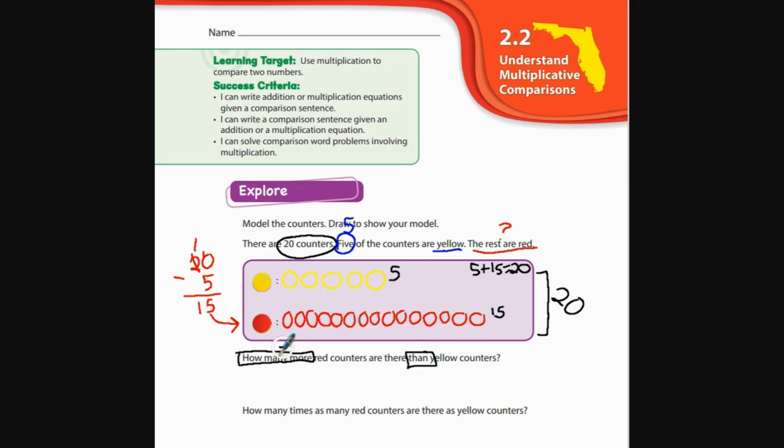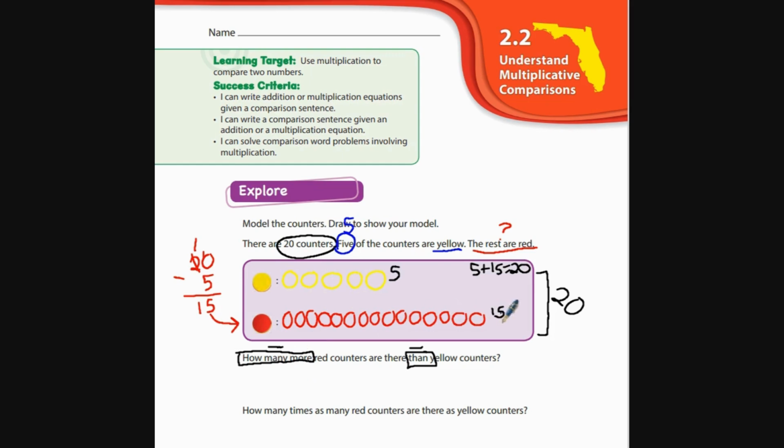That means how many more means subtract. The word than also means to subtract. If I have 5 yellow and I have 15 red, I need to find out how many more red I have than yellow. Well, that's an easy way to find out.